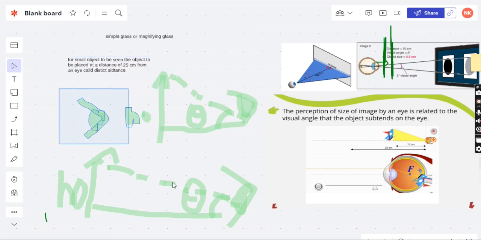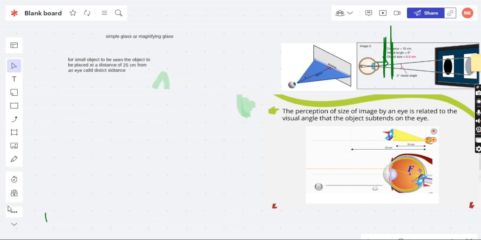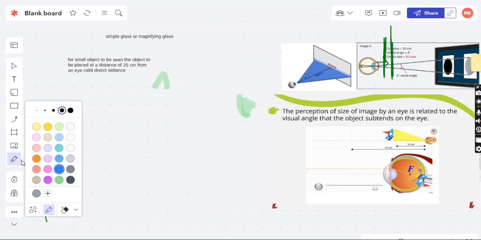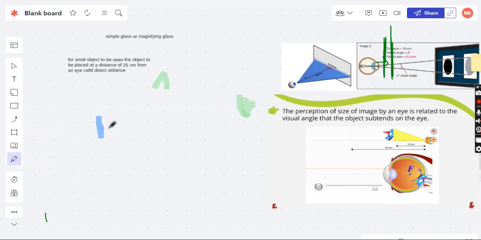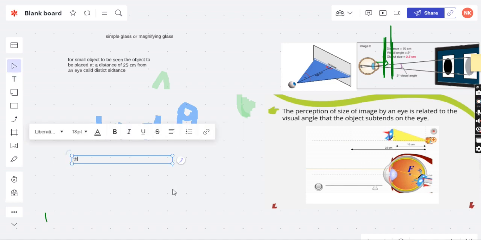Okay, so let's just take this marker. We would say that the height of an object is directly proportional to the visual angle. The more the visual angle, the more the height of an object. So there are ultimately two ways for increasing the height of an image. The height of an image can be increased in two ways.